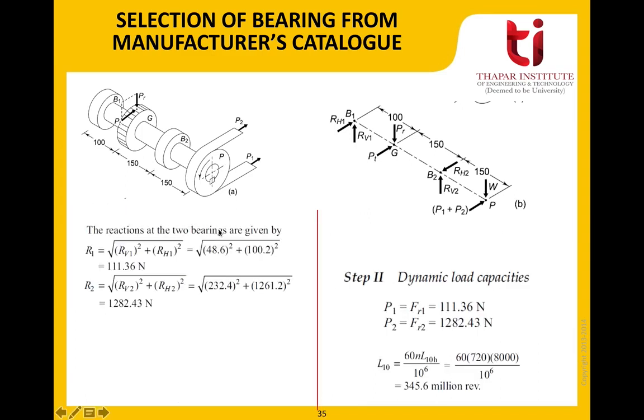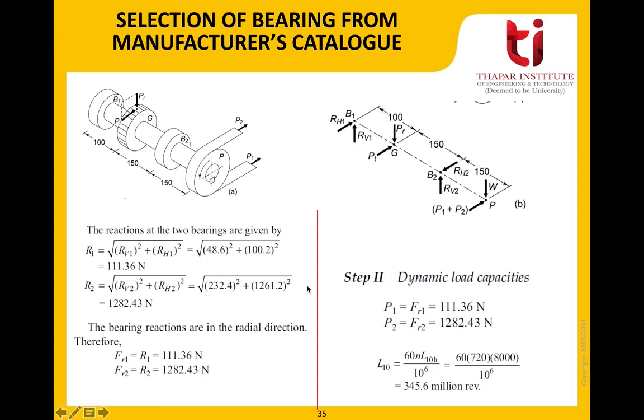Now the reactions at the two bearings are given by the resultants. R1 will be the square root of RV1 square plus RH1 square, and it is equal to 111.36 Newton. R2 will be equal to the square root of RV2 square plus RH2 square, and it will come out to be 1282.43 Newton. Now the bearing reactions are in the radial direction, therefore the radial force acting on bearing 1 is 111.36 Newton, and the radial force acting on bearing 2 will be 1282.43 Newton.